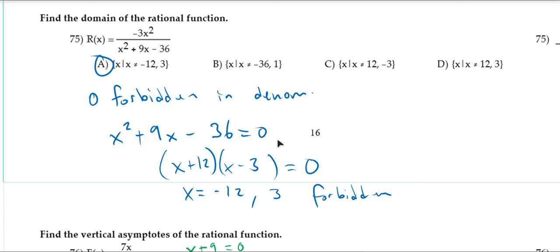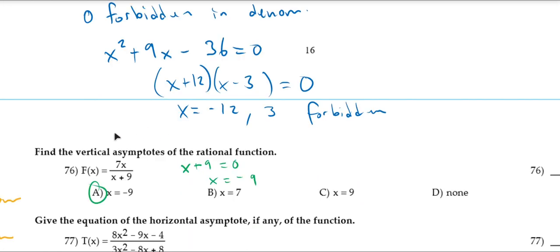So we set the denominator equal to 0 to find those forbidden values, which we can do by factoring, and getting x is equal to negative 12 and 3. So I want the domain to be all the x's such that x is not equal to those forbidden values. And that's answer A. Question 76 is asking for our vertical asymptotes.